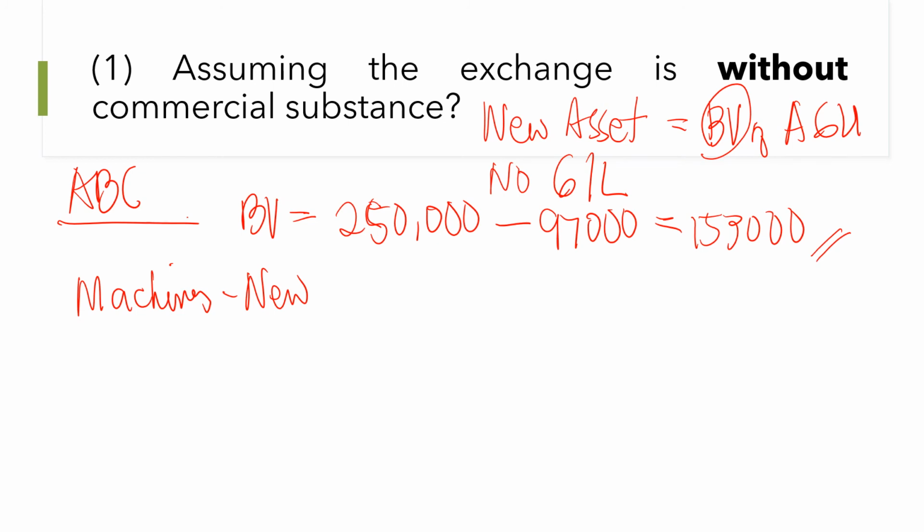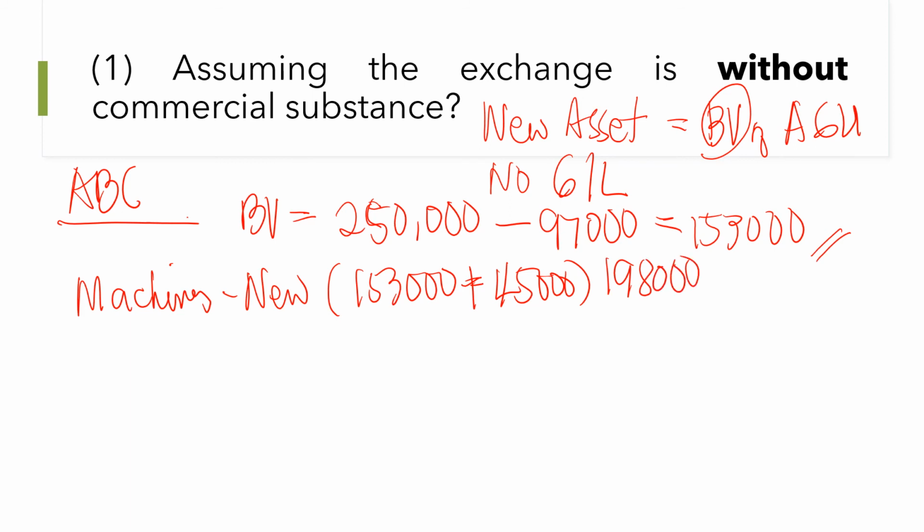So, therefore, our entry will debit machinery, this is new machine, this is 153,000 plus 45,000. It should be add, kasi nagbayad nga tayong 45. So, 153,000 plus 45,000, this is 198,000. Kasi nagbayad tayong cash, meaning yung na-receive natin, mas mataas sa 153. That's why ABC paid 45,000 cash. Then, we also need to debit the depreciation kasi we need to recognize the old machine.